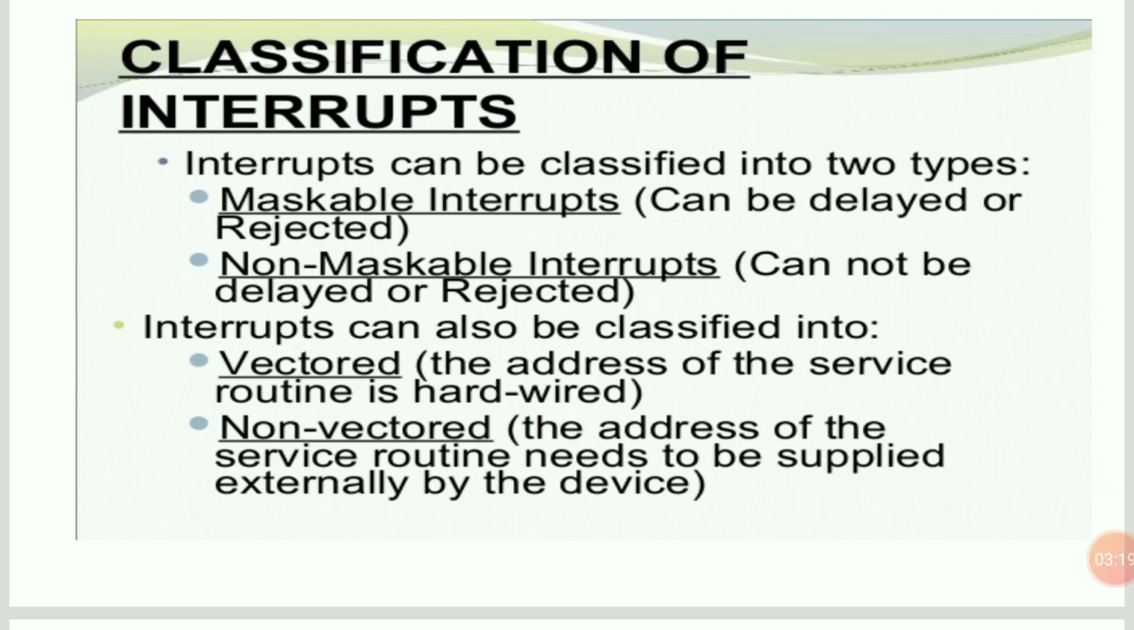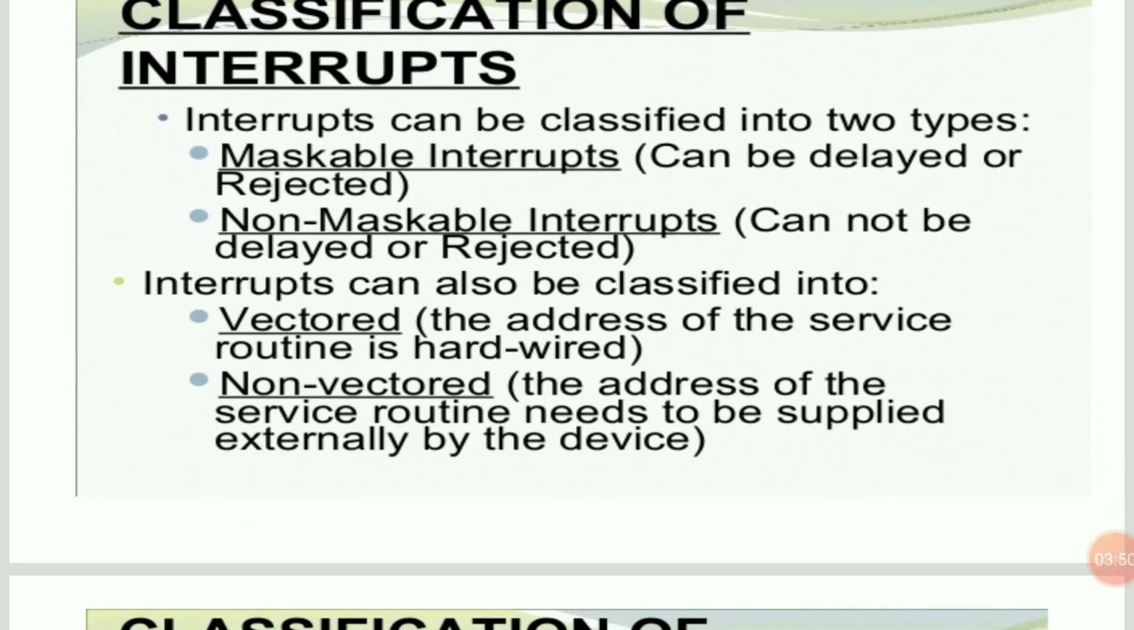Now the classification of interrupts. Interrupts can be classified into two types. Maskable interrupts, that means they can be delayed or rejected. Non-maskable interrupts cannot be delayed or rejected. Here we can see by the name, maskable. If there is some mask on the interrupt, then when an interrupt comes, we can stop it, we can reject it. But for non-maskable, there is no mask and no mode of stopping, so we cannot stop it. It cannot be delayed or rejected.